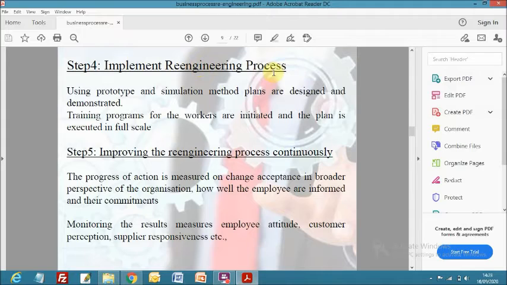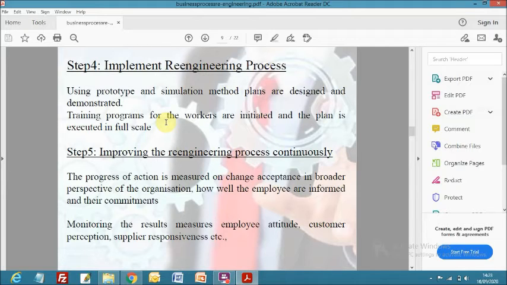Implement the re-engineering process using prototype and simulation methods. Plans are designed and demonstrated through simulations, right? Training programs for the workers are initiated and the plan is executed in full scale. Training programs for workers, why? Because now you are going for re-engineering, your processes will be different.